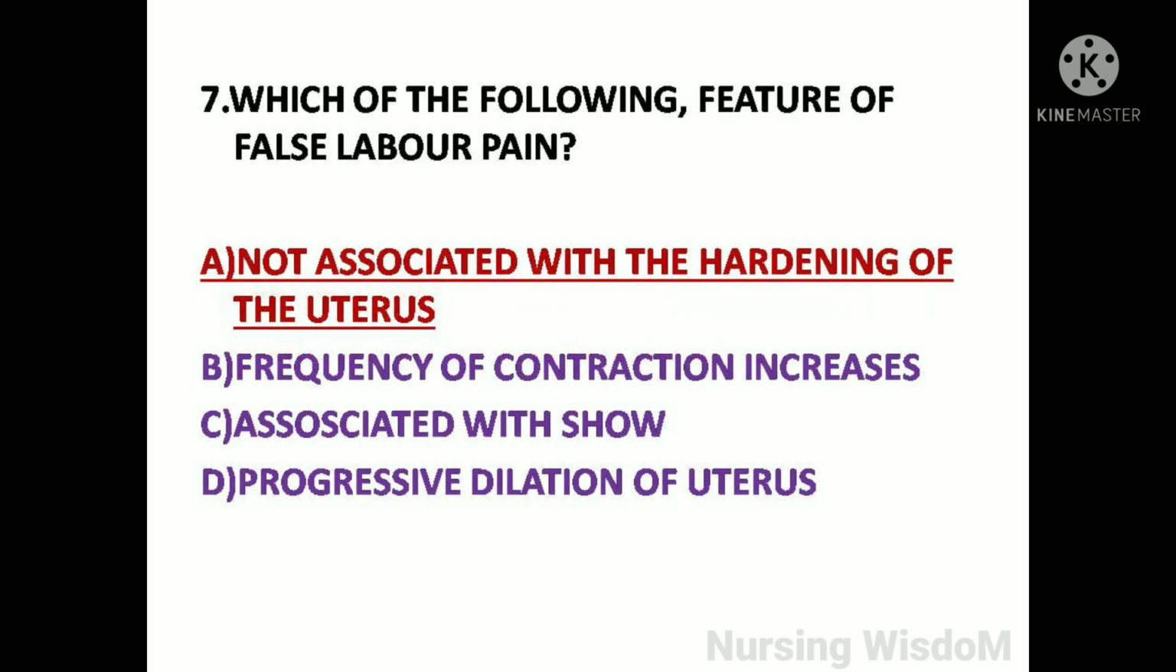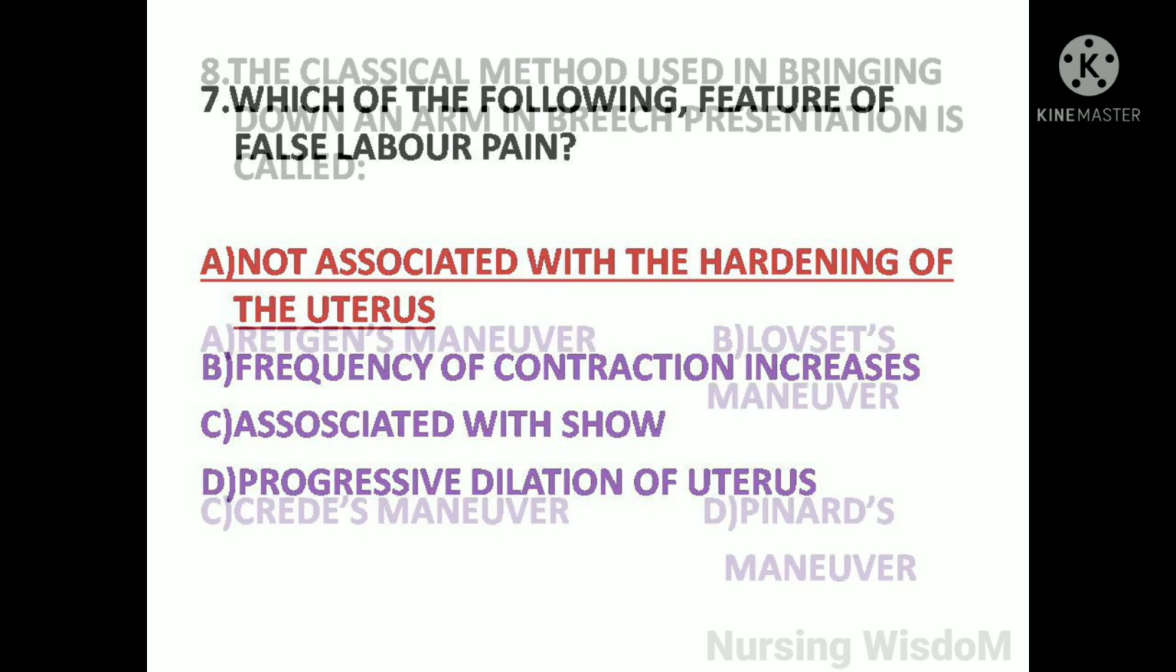Which of the following is a feature of false labor pain? Option A, not associated with the hardening of the uterus. Remaining are the signs of true labor.